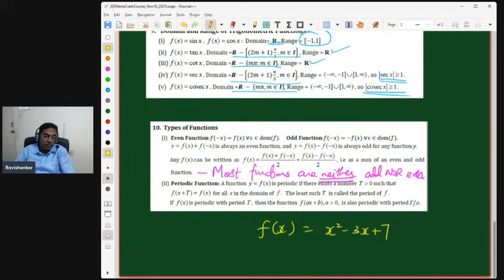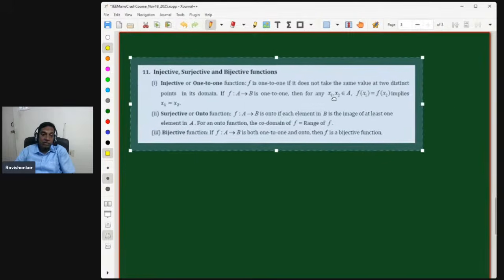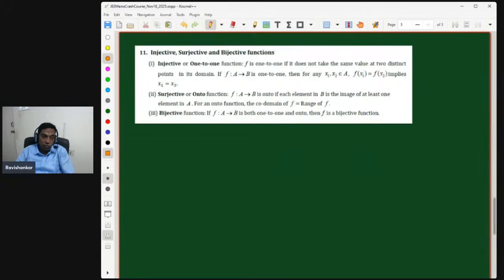Periodic function means f of x plus t is equal to f of x for some number t, which is called the period. And lastly, this is what we keep getting again and again: injective, surjective, and bijective functions. Injective is one-to-one, surjective is onto, bijective means both, one-to-one and onto. And if a function is bijective, then we say that it has an inverse.